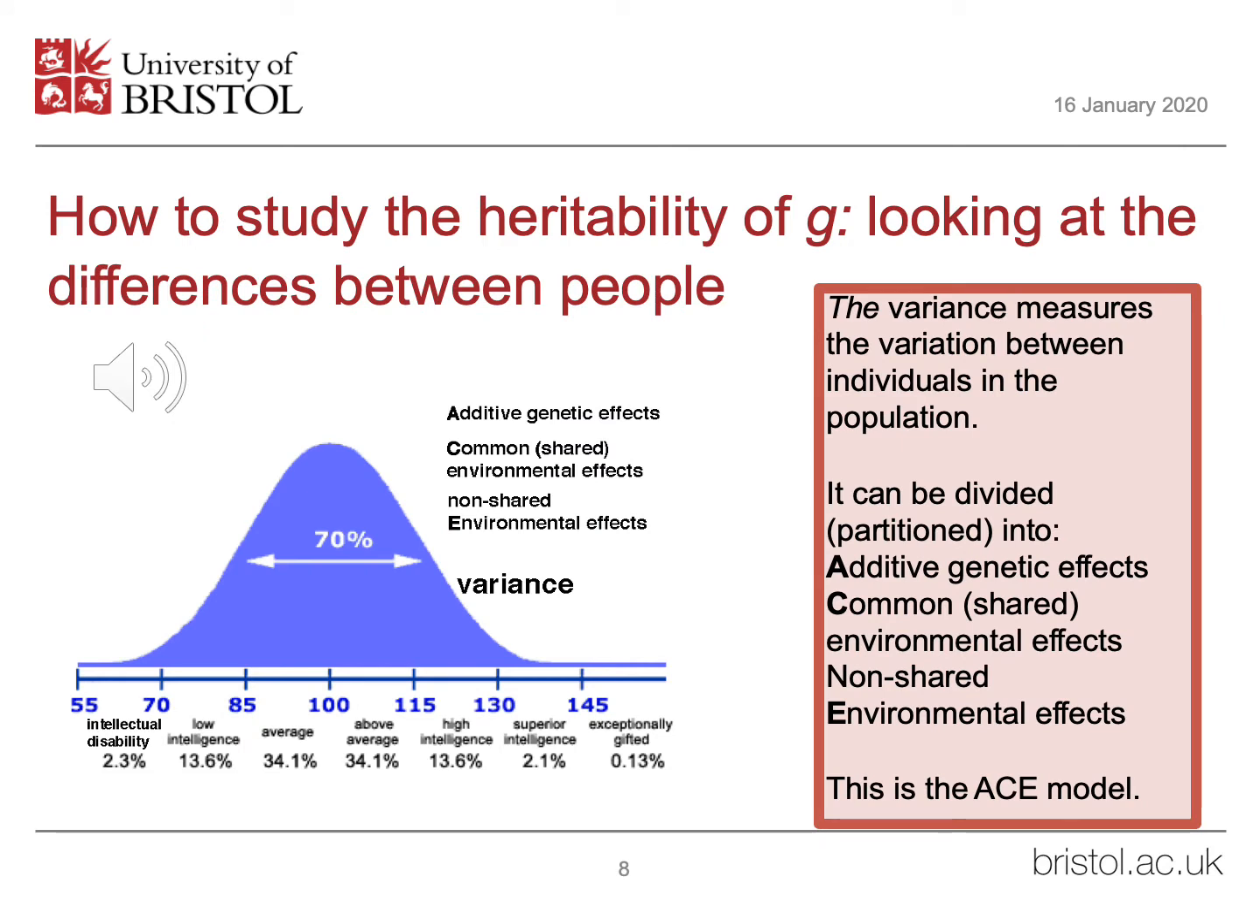We are now going to consider how to study the heritability of G. That is to say, the proportion of the differences between people in the population which can be attributed to inherited or genetic factors. To do that, we need to apply a simple three-factor model to the variation in the population. This is known as the ACE model. A measures the proportion of the variance which is passed from parents to children. That is to say, genetic variation which can be inherited.